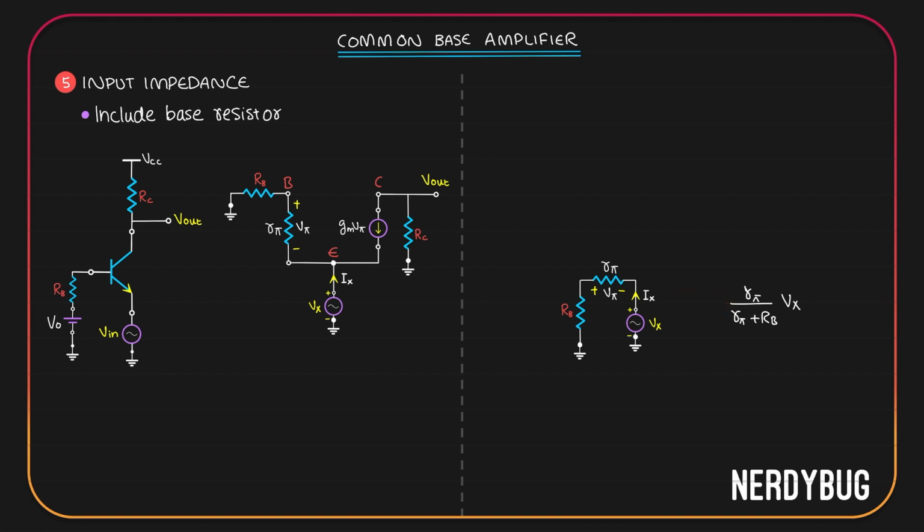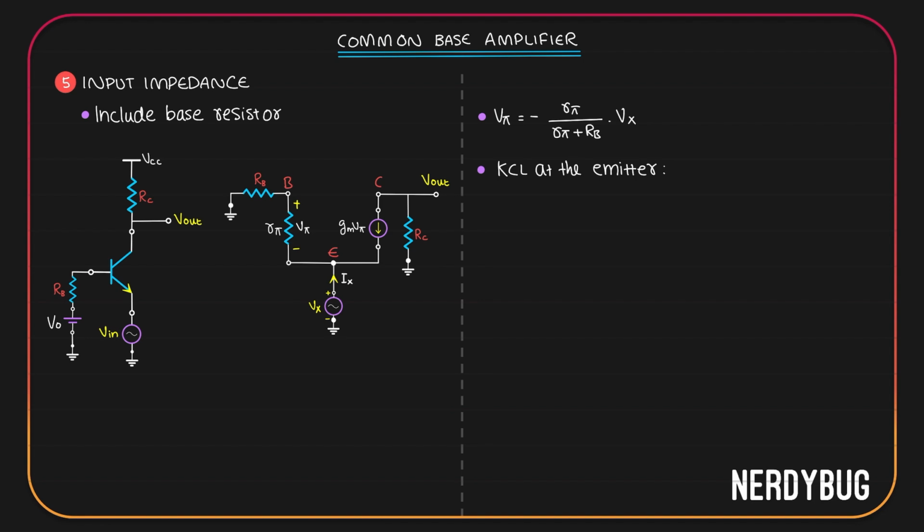Let's write this down. Let us now apply Kirchhoff's current law at the emitter. Obviously, there are three currents. One is Ix flowing into the node. Gm V pi is the next one, also into the node. The third one will be the current that flows through R pi, that is also coming into the node. R pi has a potential V pi across it, so this current is going to be V pi by R pi. According to Kirchhoff's current law, the sum of the three currents should be equal to 0. V pi by R pi plus Gm V pi plus Ix is equal to 0.